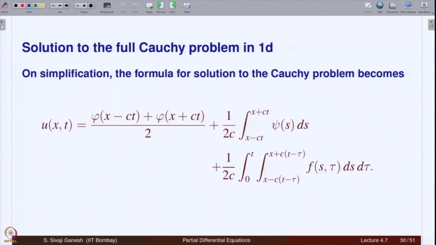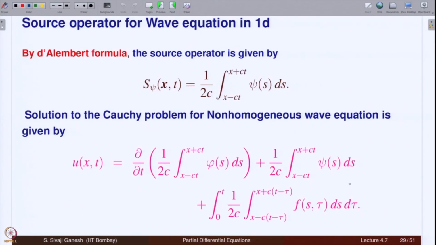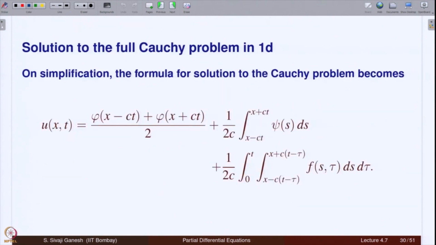Okay, we can simplify this further and we get this expression, because here it looks a very complicated expression. We can use the Leibniz rule and get this expression. So, if you notice, the first two terms is precisely the D'Alembert formula. That means when f is 0, phi and psi, that is solution of the homogeneous wave equation and the Cauchy problem for that. And this is the new term which we have added to get solution to the non-homogeneous Cauchy problem.